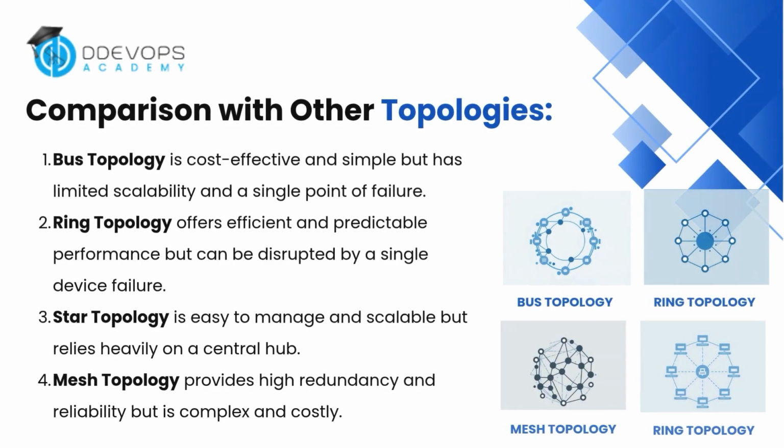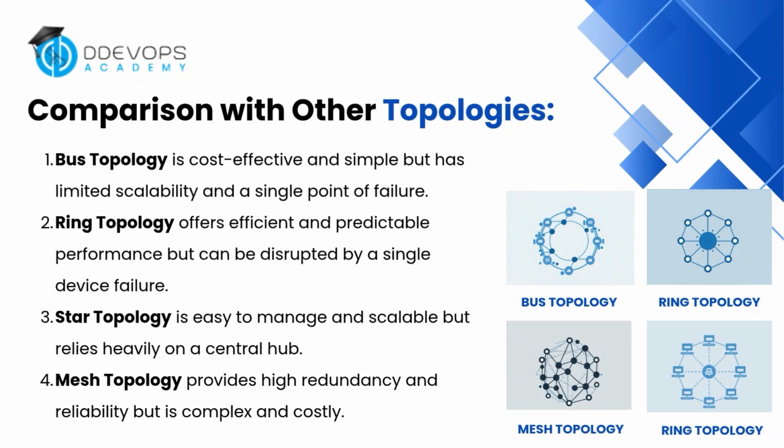Comparison with other topologies. Bus topology is cost-effective and simple but has limited scalability and a single point of failure. Ring topology offers efficient and predictable performance but can be disrupted by a single device failure. Star topology is easy to manage and scalable but relies heavily on a central hub. Mesh topology provides high redundancy and reliability but is complex and costly.